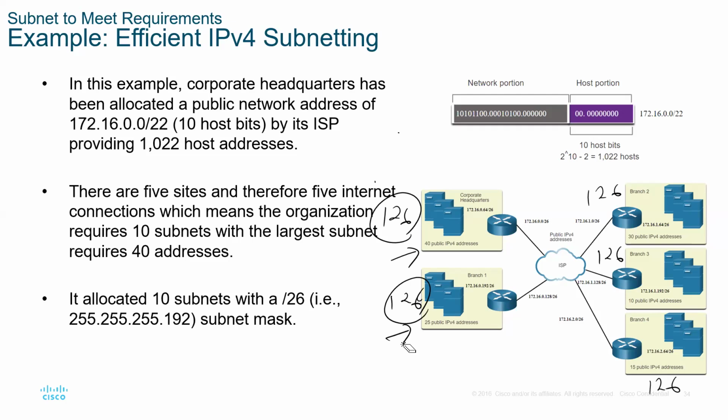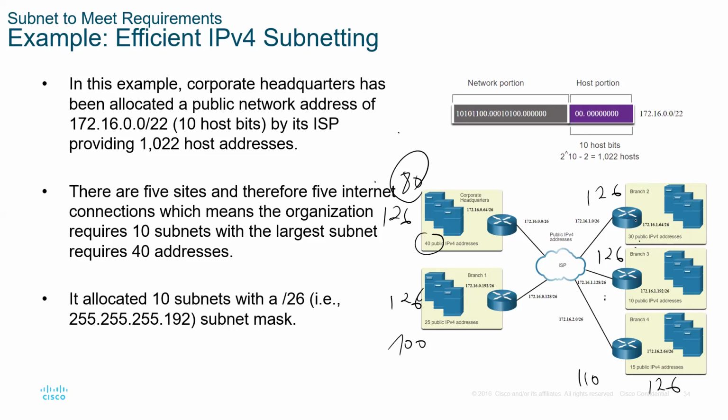5 networks. However, in this one, I only need 40. 126 minus 40, that's probably 80 plus addresses that are being wasted. 126 minus 25, 100 addresses wasted. 126 minus 15, 110 addresses wasted, etc. That's the problem. When you create from the number of subnets that I need, that's a problem because you waste a lot of addresses.